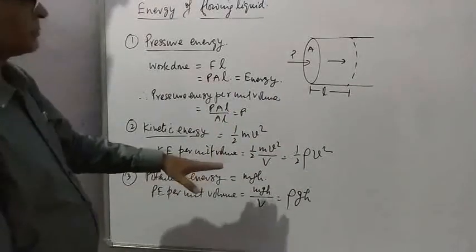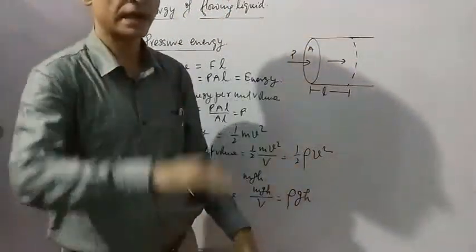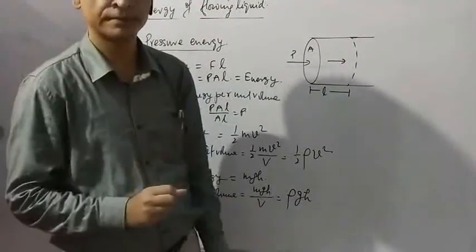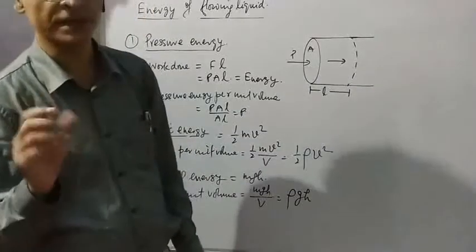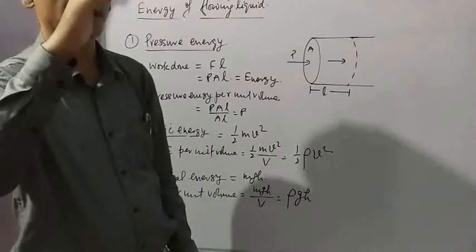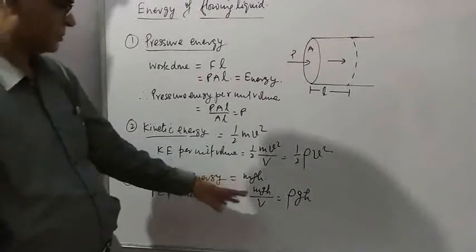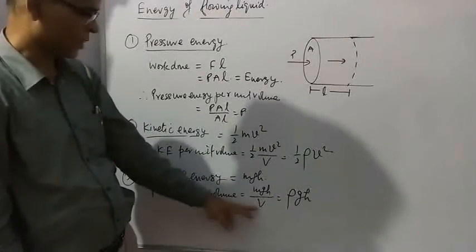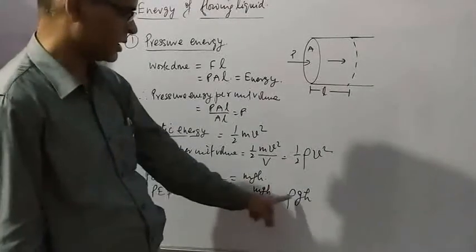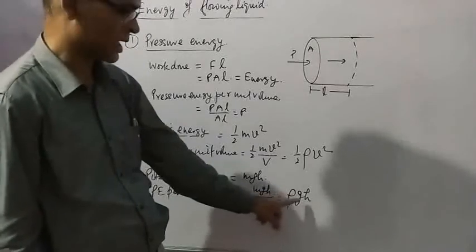Third is potential energy. Suppose a liquid is flowing in a tube at height h. M mass of the liquid is flowing and volume of that mass is V. So potential energy of that liquid will be mgh. Potential energy per unit volume is mgh divided by volume, and mass upon volume is called density rho. So potential energy per unit volume is rho gh.